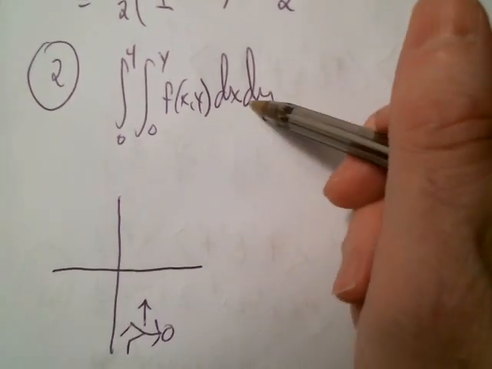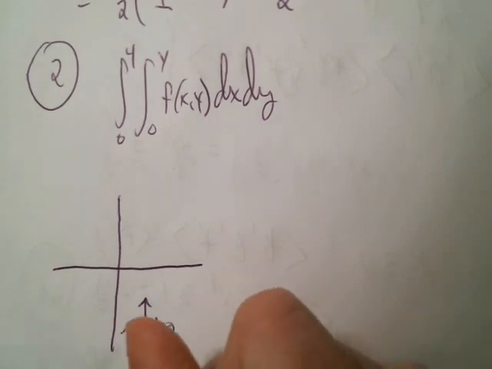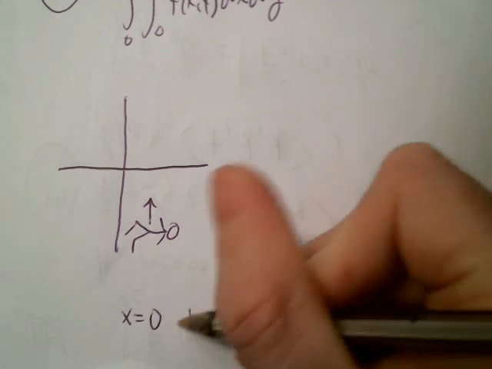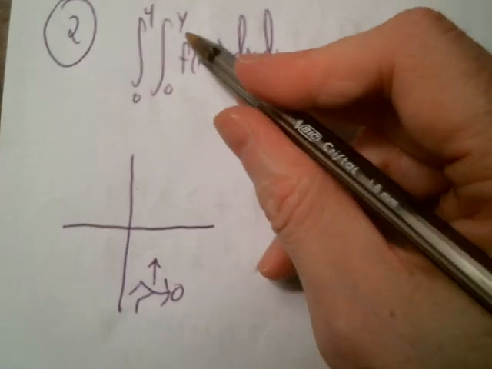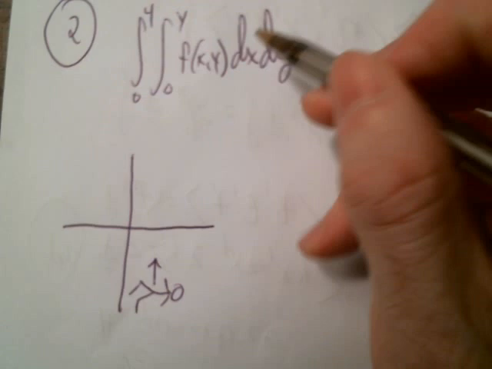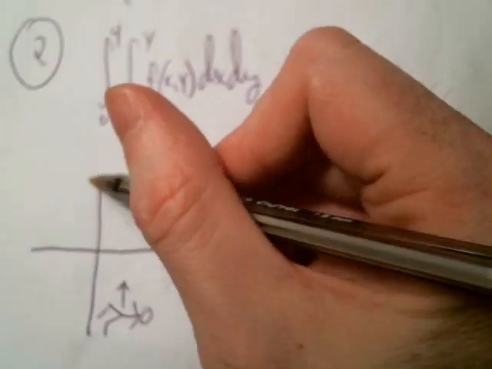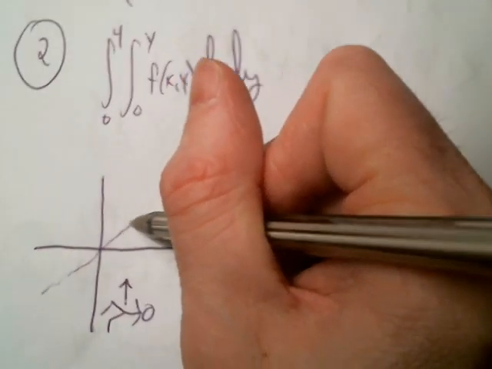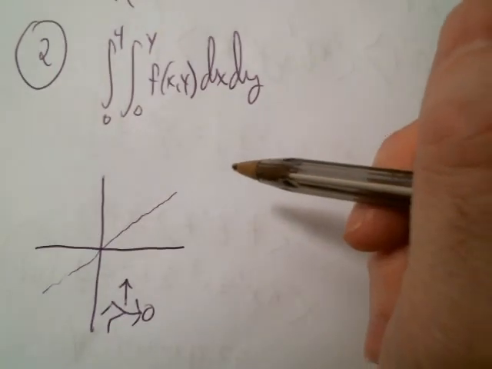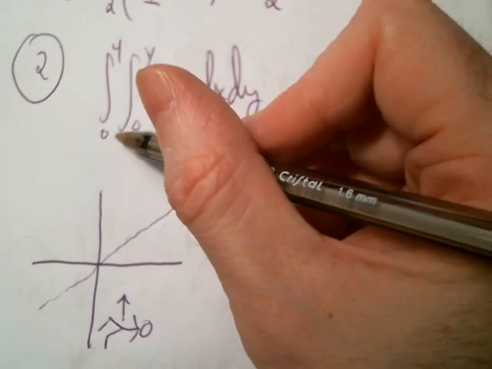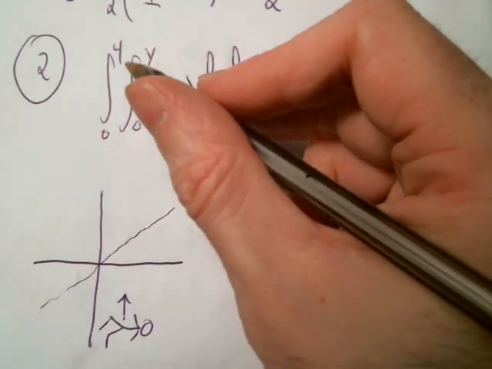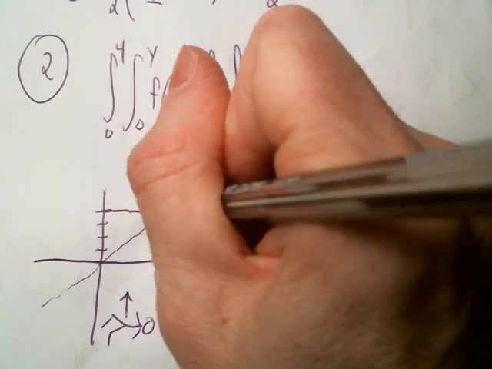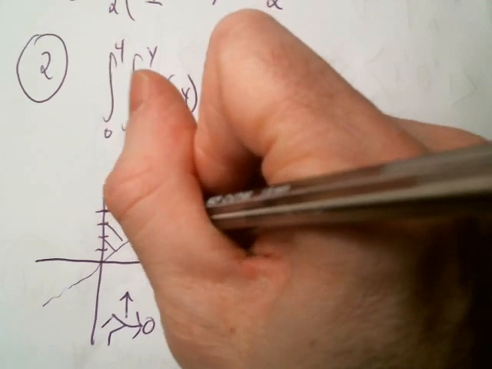Okay? So I'm going from the curve x equals 0 to x equals y. So where did I get that? I got that from the limits on the integral. x equals 0 to x equals y. So x equals 0 is just the y-axis, and then x equals y is the diagonal through the origin. And then the Riemann man is running on the y-axis from 0 to 4. 0, 1, 2, 3, 4. And that will be the area underneath that curve.